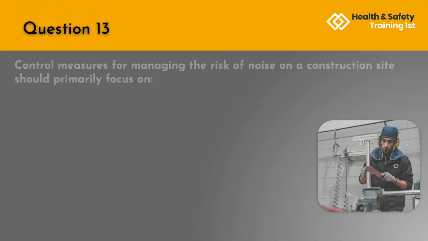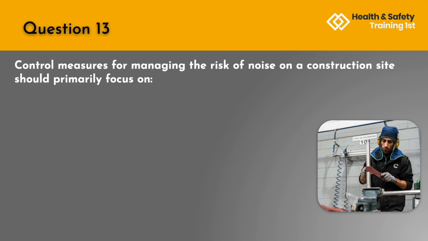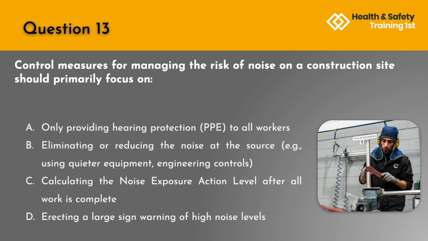Question 13. Control measures for managing the risk of noise on a construction site should primarily focus on A. Only providing hearing protection to all workers. B. Eliminating or reducing the noise at the source. C. Calculating the noise exposure action level after all work is complete. Or D. Erecting a large sign warning of high noise levels.